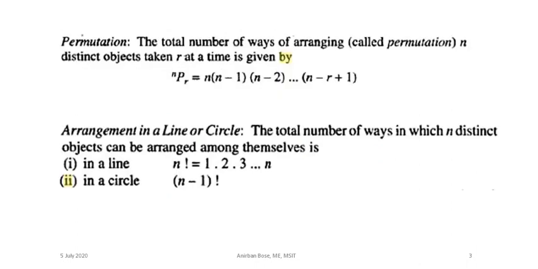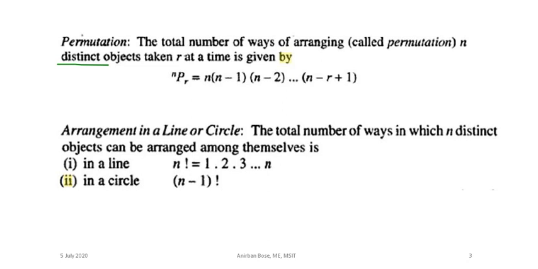Now permutations. The total number of ways of arranging, called the permutation, of n distinct objects taken R at a time is given by n into n minus 1 into n minus 2 up to n minus R plus 1. Let us try to understand this concept.